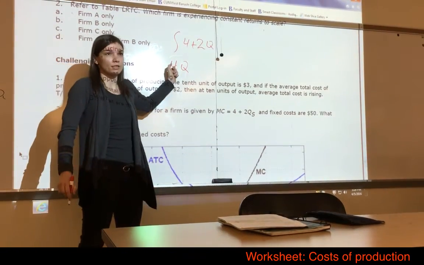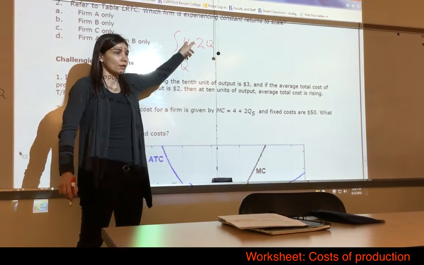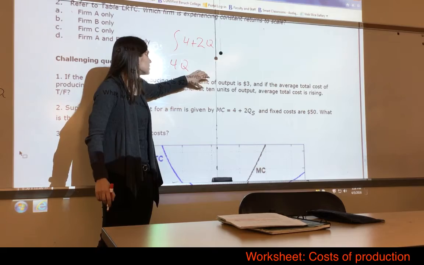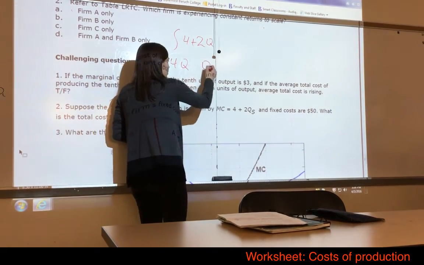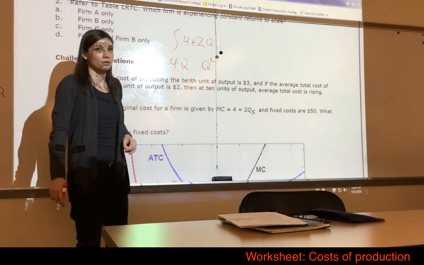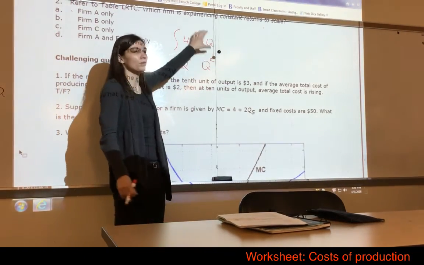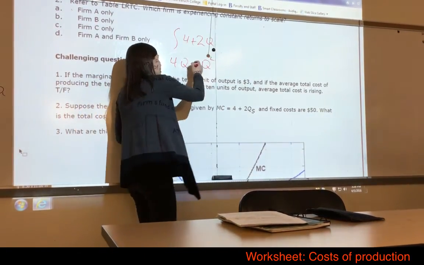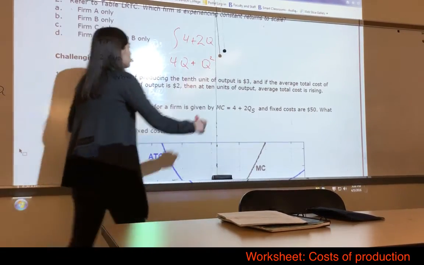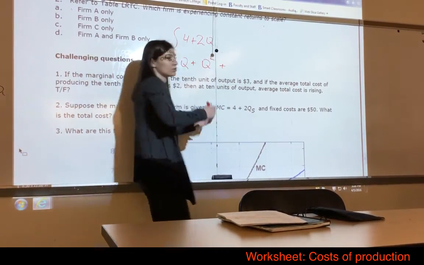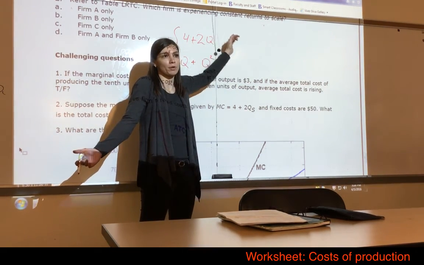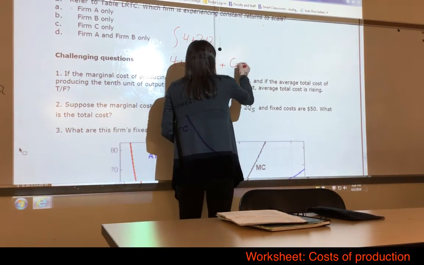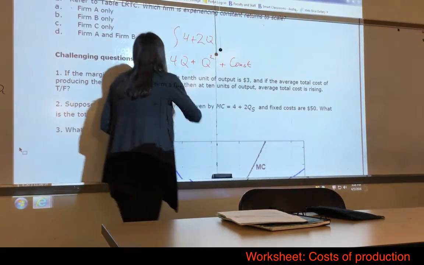4q, the first derivative of that is just 4, which is here. And if I take the derivative in order to get 2q, I need to have q squared. Right? Then I take the derivative of q squared, I get 2q. There's also going to be a constant here, because if I have a constant here and take the derivative of that, it's just 0, so it's not going to show up here. So I'm going to have a certain constant there, and that will be my total cost function.